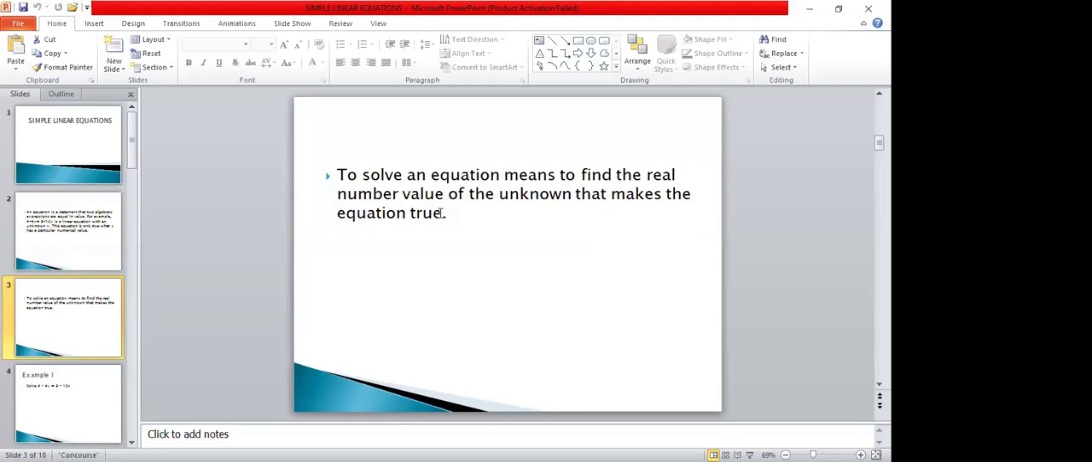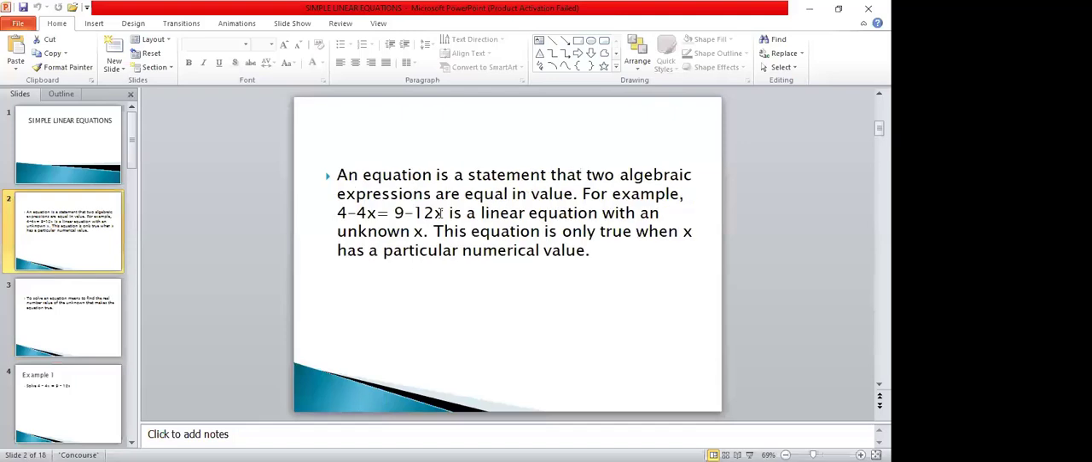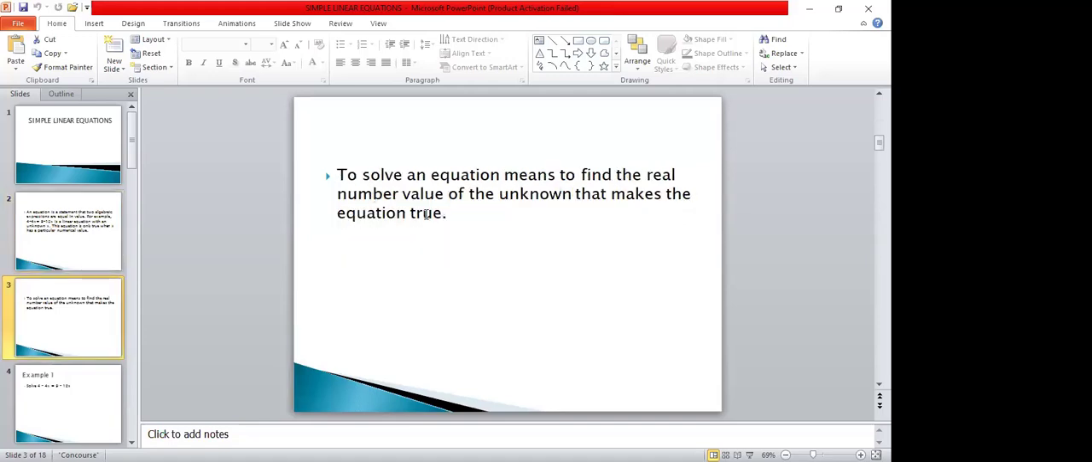It's another fact you need to learn. To solve an equation means to find the real number value of your unknown that makes the equation true. So like I said, in a given equation, you always have an unknown there. It could be any letter: x, y, z, a, b, and so on. So here we have 4 minus 4x equal to 9 minus 12x. If they ask us to solve this equation, it means we should find a number value for x. That is a fact.